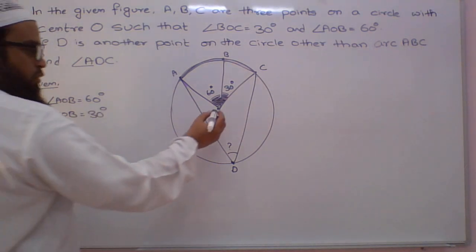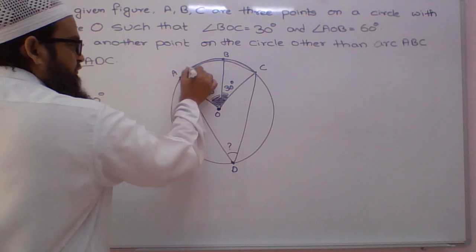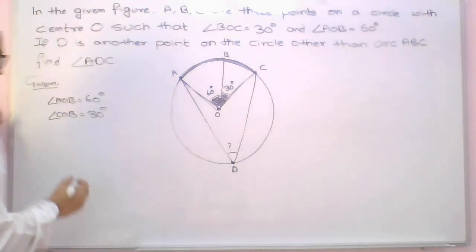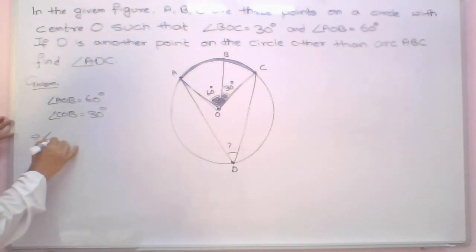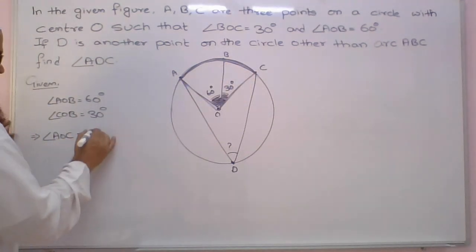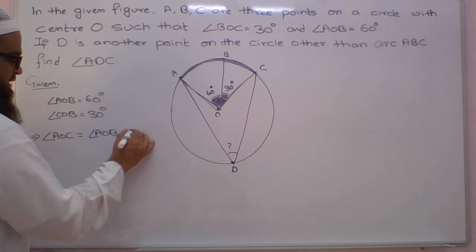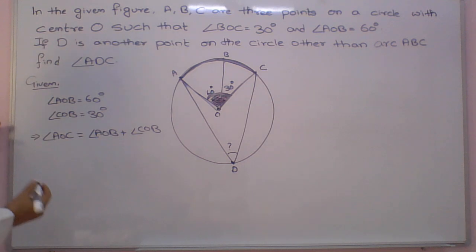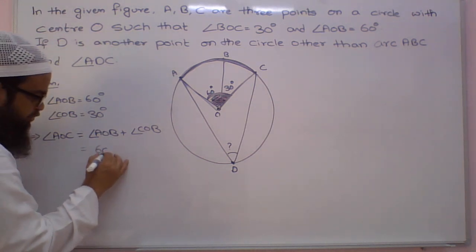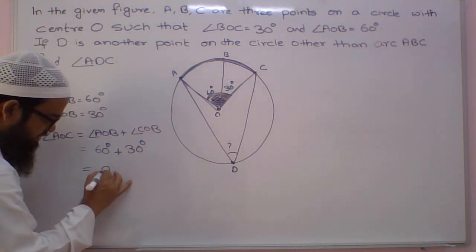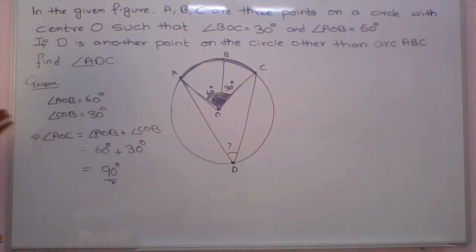And what is the center? If we say arc ABC, what is the angle subtended by the arc? That implies angle AOC is equal to angle AOB plus angle COB. If I add these two angles, this is the angle subtended by the arc. Angle AOB is 60 degrees plus angle COB is 30 degrees. What is 60 plus 30? 90 degrees. So you got that angle AOC is equal to 90 degrees.